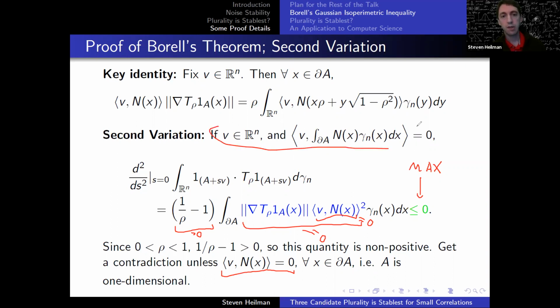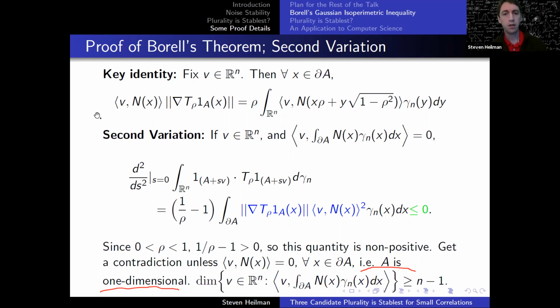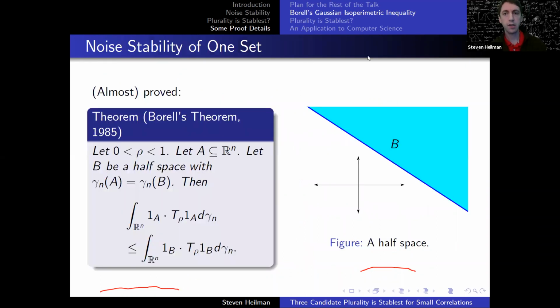I skipped this detail here, but this means that V dot n, so V is fixed, n is the normal vector, must be 0 for any x. That means that your set A is one-dimensional. That's it. So see, it didn't really use anything too complicated, I guess. So that's the variational proof of this inequality.